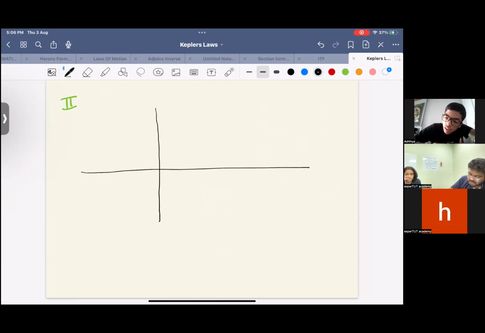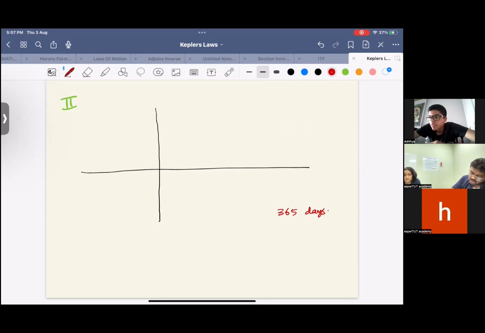What time does Earth take to go around the sun? 365 and 1 by 4th days. Okay, let's say that is 365 days, okay?